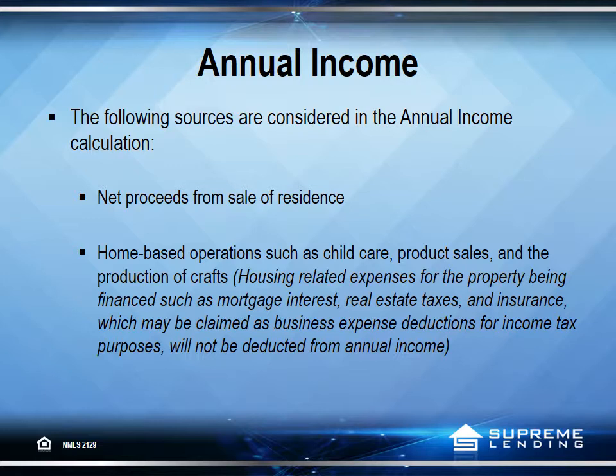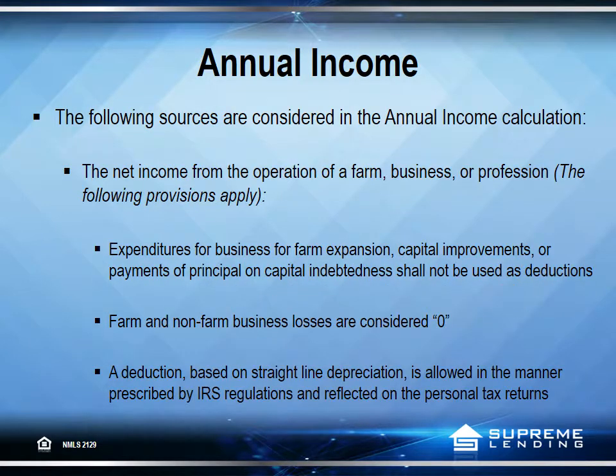Now, housing-related expenses for the property being financed, such as mortgage interest, real estate taxes, and insurance, which may be claimed as business expense deductions for income tax purposes, will not be deducted from annual income. Additional sources in the income calculation include the net income from an operation of a farm, business, or profession, with the following provisions applying: expenditures for business or farm expansion, capital improvements, or payments of principal on capital indebtedness shall not be used as deductions.